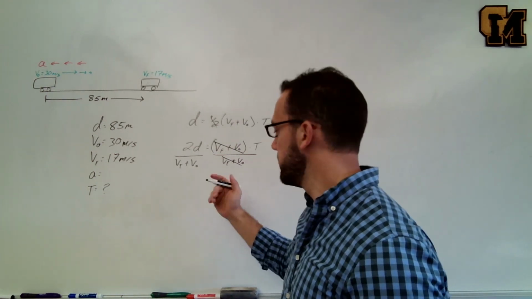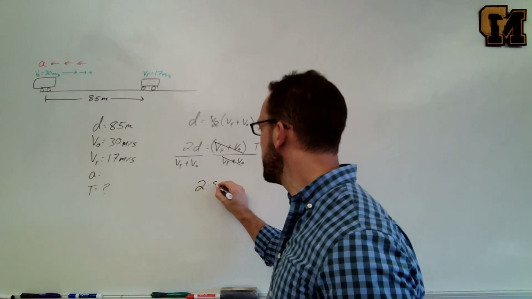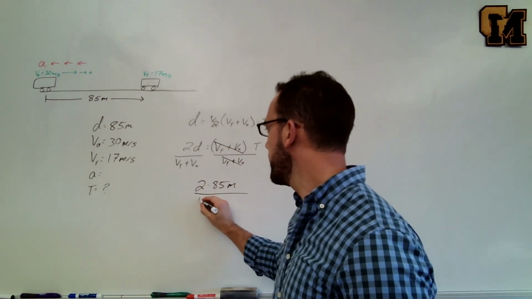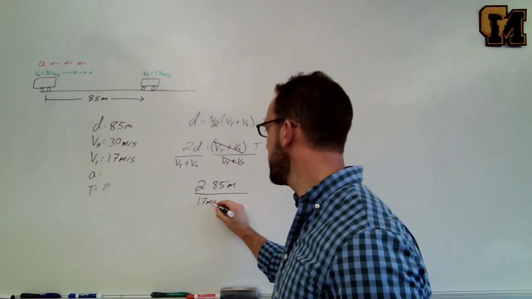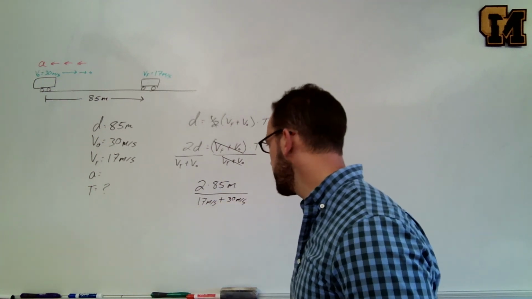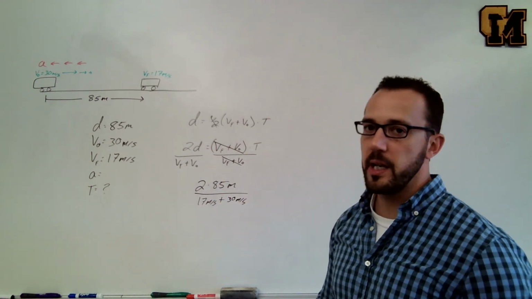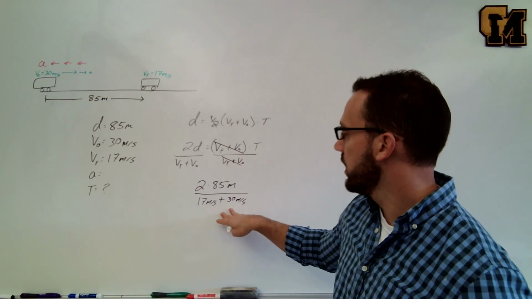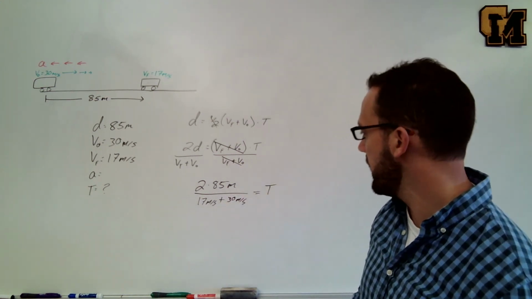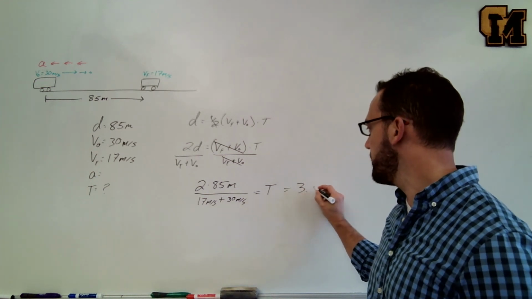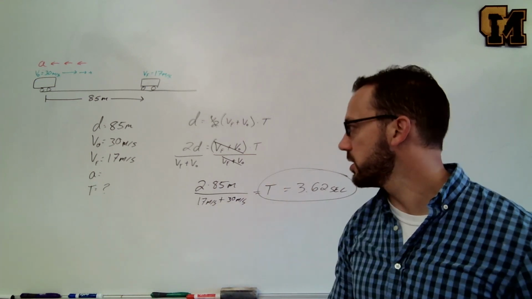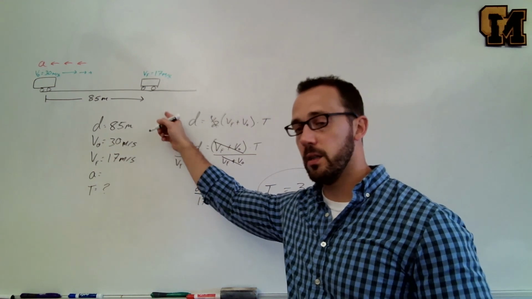From here, I can plug in some numbers. 2 times 85 meters is on the top. vf is 17 meters per second plus 30 meters per second. So 2 times 85 is going to get you 170. The bottom is going to be 47. All that, when I divide it, is going to get me time, and that should be 3.62 seconds to slow down to the new speed for the construction site.